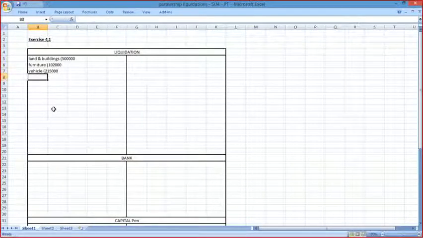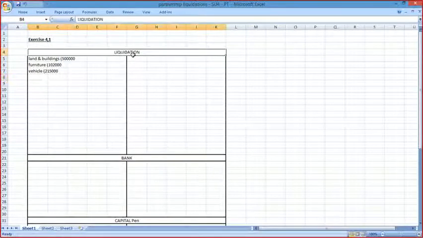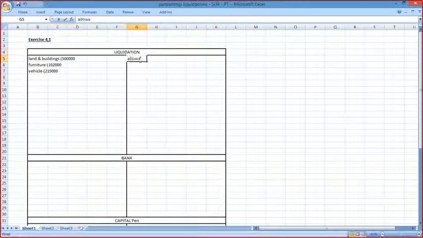Great. Okay. Next account. Accumulated depreciation. What is it? It's a negative asset. Good. So what balance do they have? They will have a credit balance. Good. So where does it go? Bank, capital, or liquidation? It will go to liquidation but on the credit side. Perfect. See, that's all you need to do, just identify what it is.